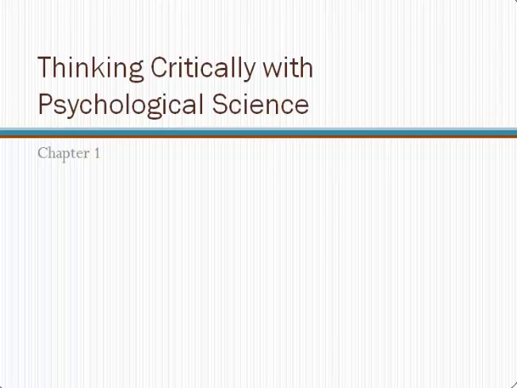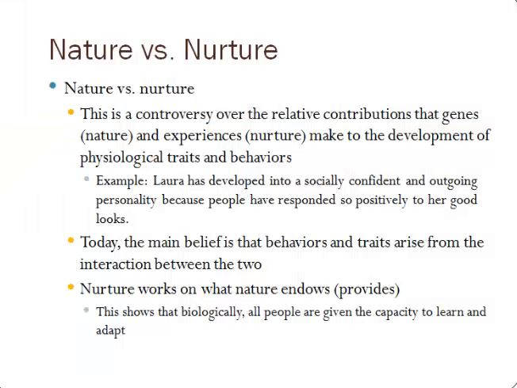Chapter 1 is generally thinking critically with psychological science. The first chapter doesn't have a lot to do with psychology specifically. However, it covers a lot of concepts that are going to be relevant to the issues we're going to discuss later on in the course. The first is this dichotomy that has always existed in psychology, this nature versus nurture debate.